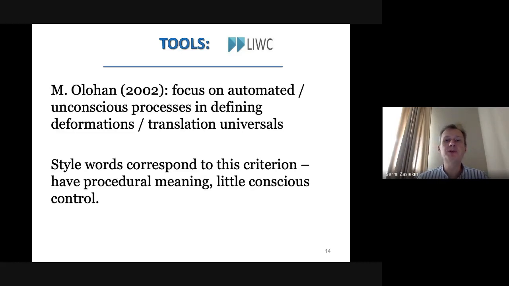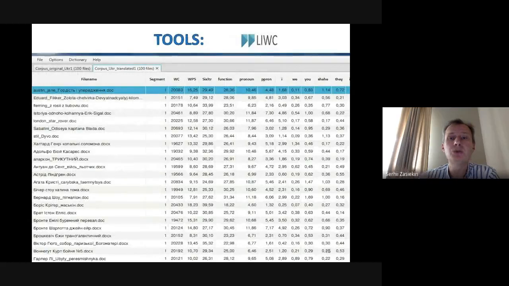Thus, style words correspond to this criterion. They have procedural meaning, and when translators use style words, they do not control them, or there is a lack of control of these style words. So you can see the matrix of how it looks.